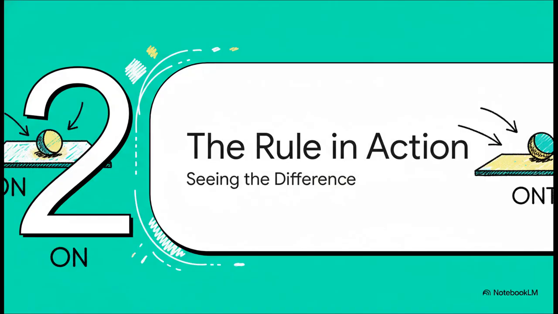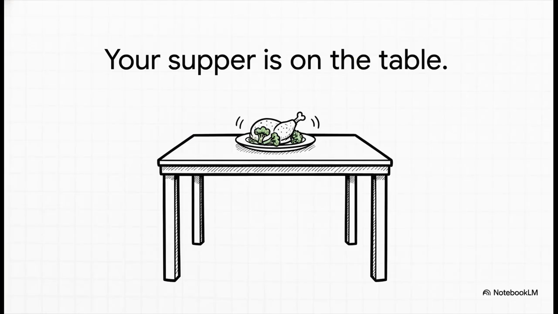Okay, that's the theory, but definitions only get you so far, right? Let's look at some real-world examples to make this crystal clear. Here we go, a perfect, simple case for on. Your supper is on the table. The supper isn't moving, it's already there. We're just telling someone its position.